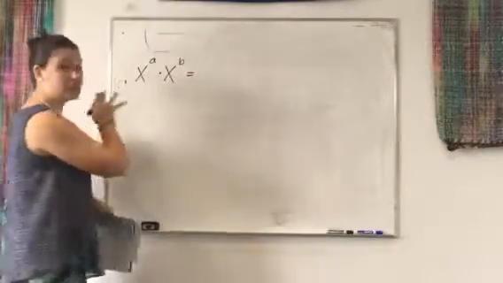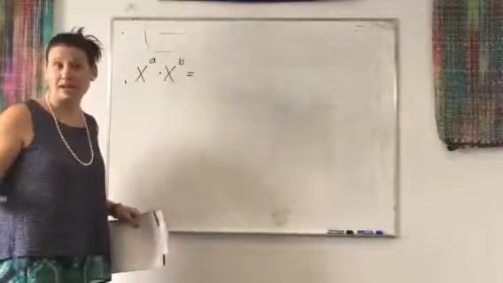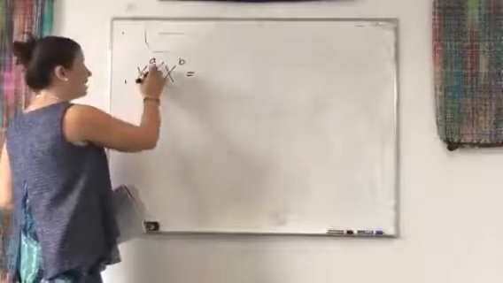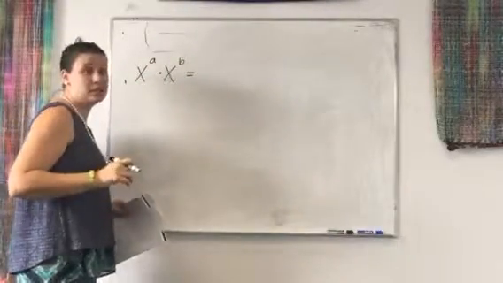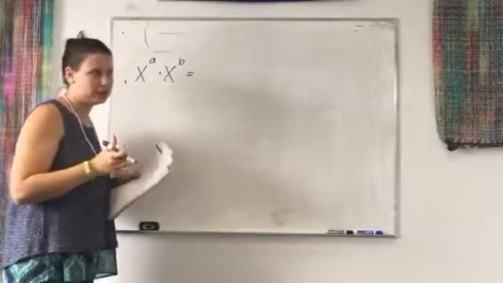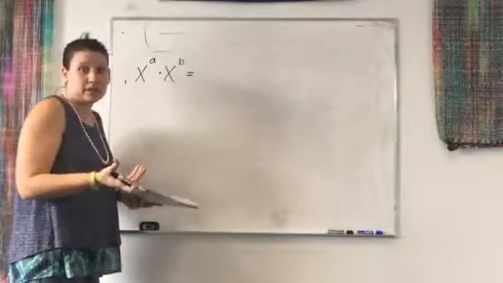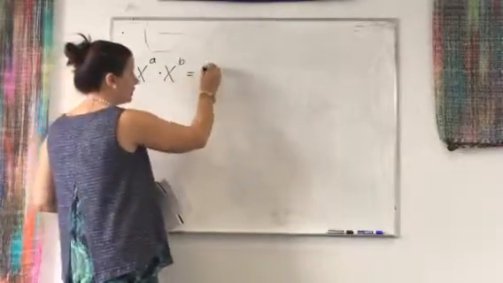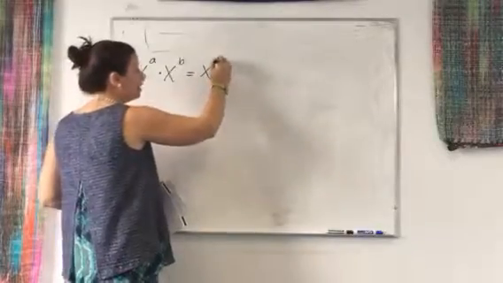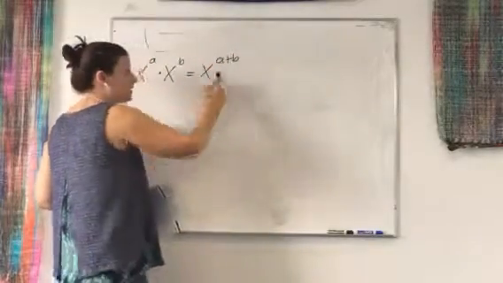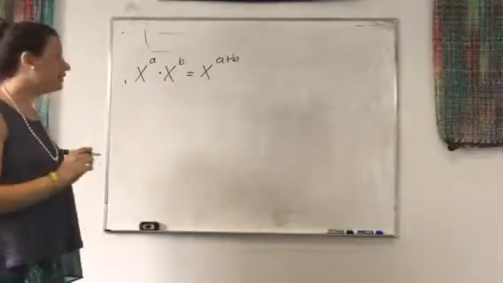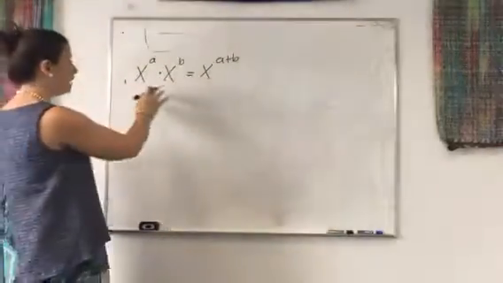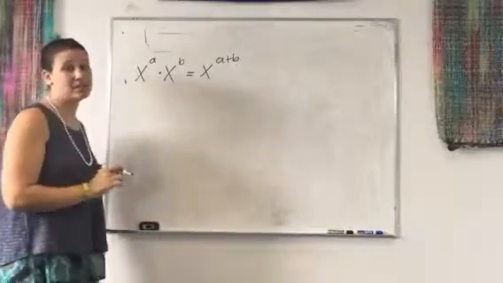So we're multiplying two kind of groups of x's, right? First group has a x's, second group has b x's. So if we put them together, well, we're kind of adding the groups together to each other. So that means we have x to the a plus b. A plus b amount or group, right, of x's. So if we multiply, we add the exponents.